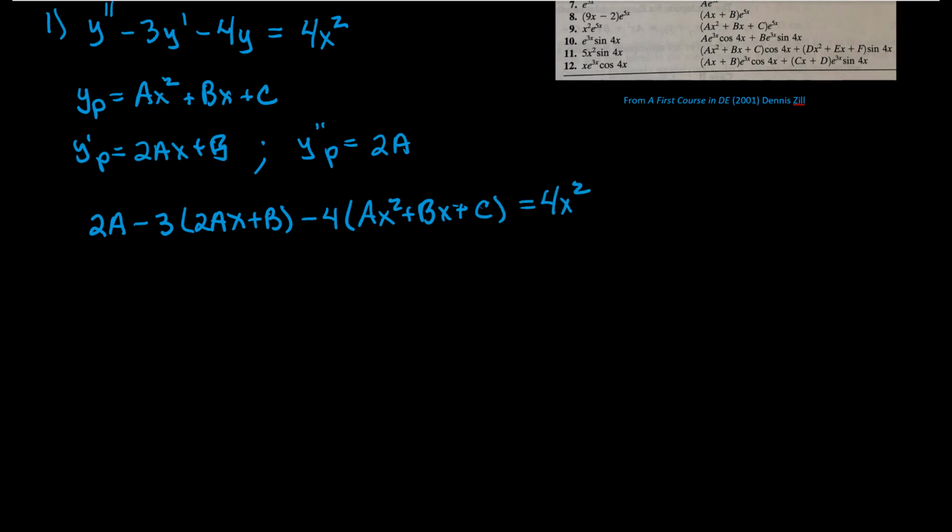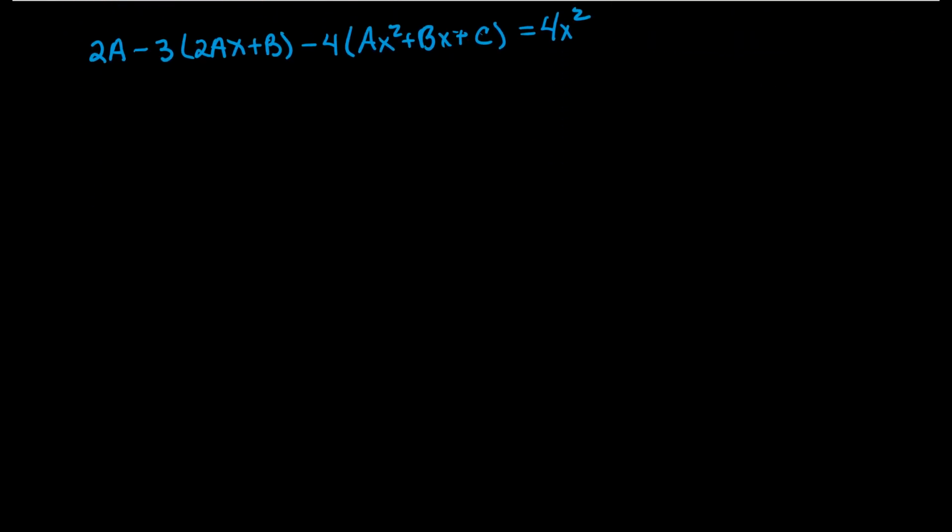Now the thing to be mindful of is there's actually an x term here. It's 0 times x, and there's also a constant here, 0. Just because they aren't written out doesn't mean that they don't exist. They're just both 0. Okay, that's going to come into play at a later point. All right, so the first thing we're going to do here is we're going to expand our equation. So we have a minus 6ax minus 3b distributing the minus 3. Now I'm going to distribute the minus 4, and we're going to get minus 4ax squared minus 4bx minus 4c equals the 4x squared.